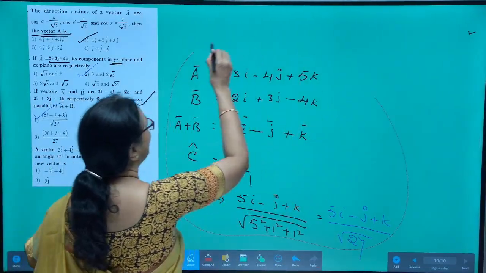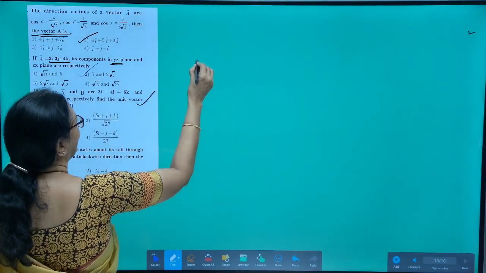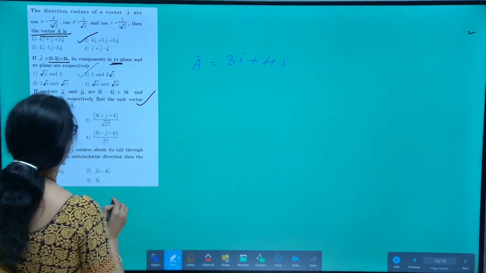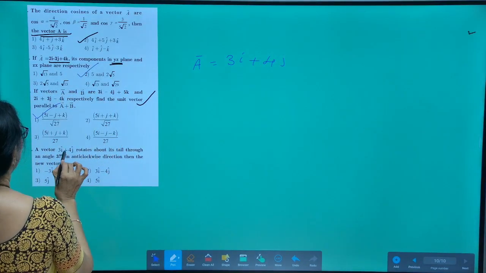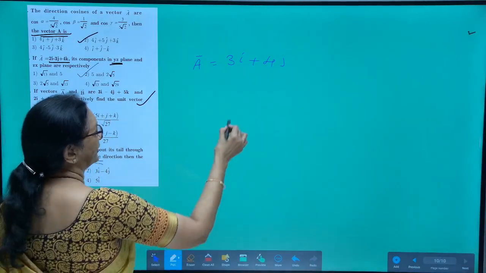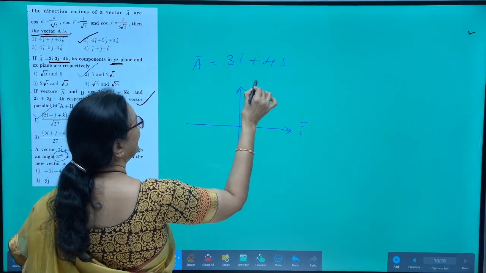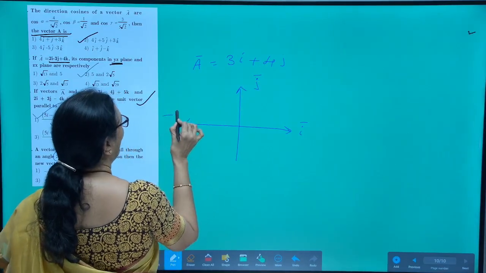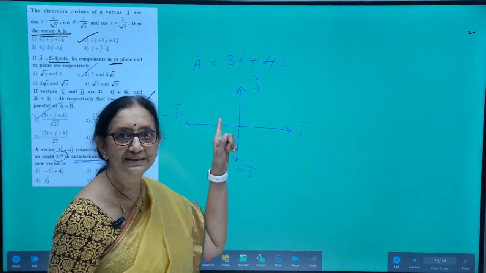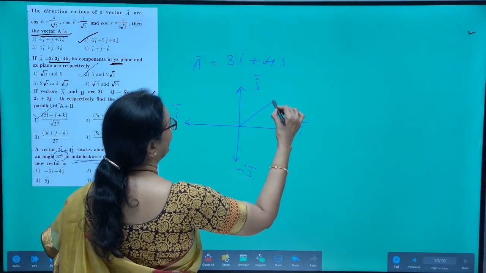Look into this last one. Actually, that same model we have done in the same session. Look here, a vector, say A bar is 3i plus 4j, rotates about its tail through an angle 37 degrees in anti-clockwise direction. Look here, this is i bar, this is j bar, this is minus i bar and this is minus j bar. See, this is 3i plus 4j. In which quadrant does it lie? In the first quadrant, right?